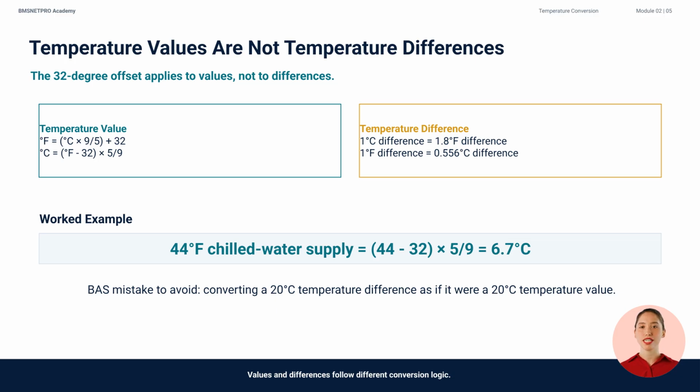Temperature conversion creates a common field mistake. A temperature value and a temperature difference are not converted the same way. A value of 20 degrees Celsius equals 68 degrees Fahrenheit, but a difference of 20 degrees Celsius equals a difference of 36 degrees Fahrenheit. In heat transfer equations, the difference is what matters. That distinction protects the calculation from a major error.